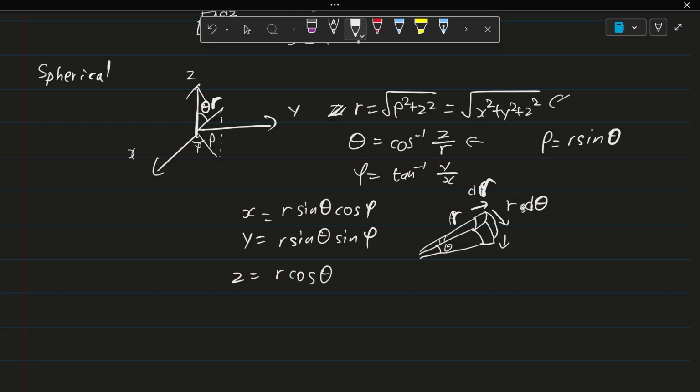And then what about this small length going in this direction? It's not really r times phi, because the length from here to here is not exactly r, it's instead rho. So it's actually rho d phi, or r sine theta d phi. So if you multiply everything, your Jacobian is going to be r squared sine theta. This is your multiplier when you're transforming xyz into your r theta phi system, or your spherical system.